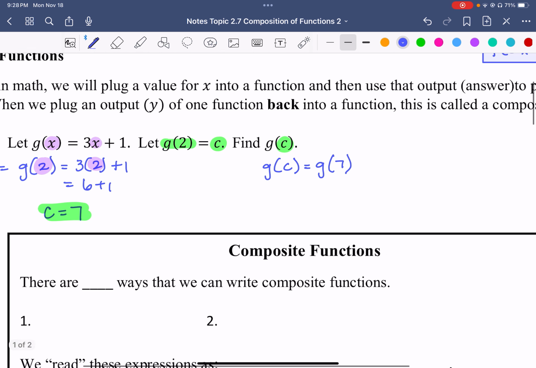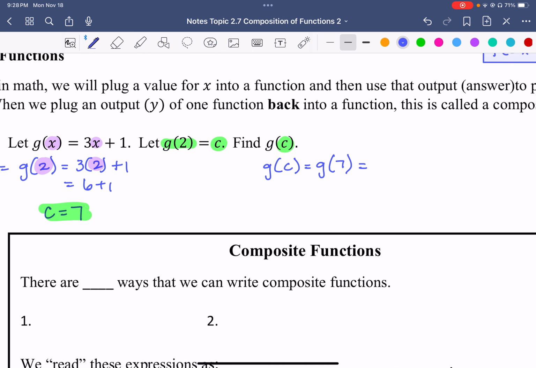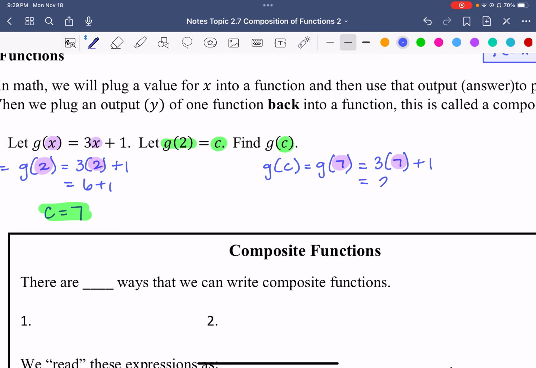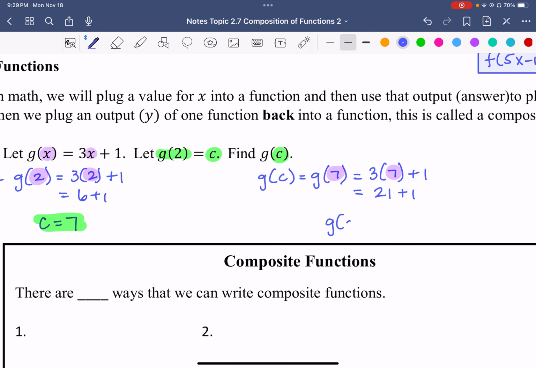Okay, and g of 7, I am again going to be plugging it into the expression for g. So that'll be 3 times 7 plus 1. Okay, so all I did was plug 7 into this expression that was given to me for g of x. Okay, 3 times 7 is 21, and 21 plus 1 is 22. So g of c is 22, or g of 7. It is the same thing.